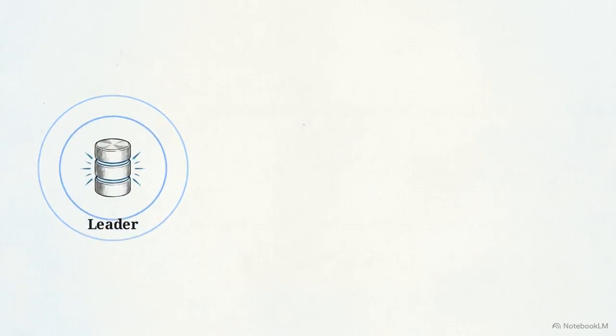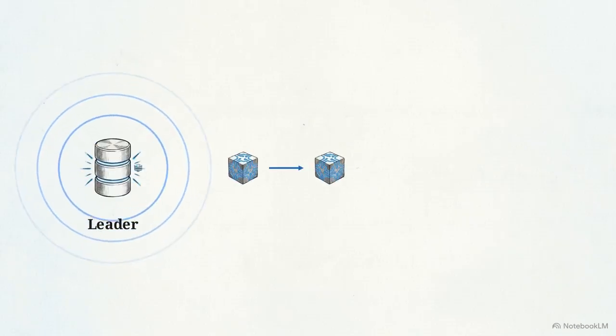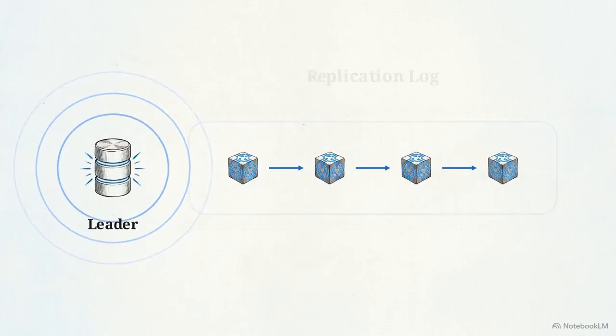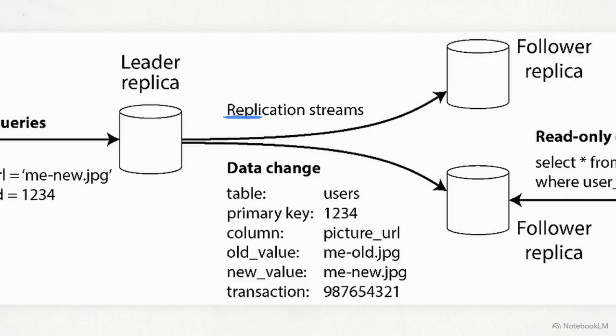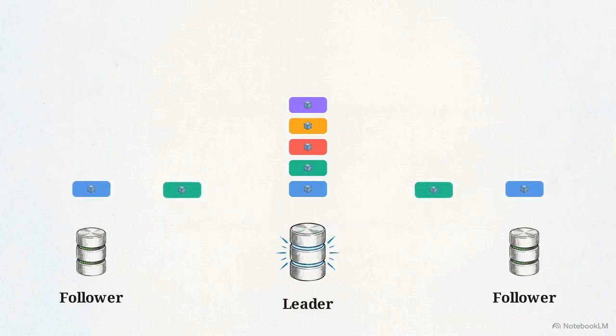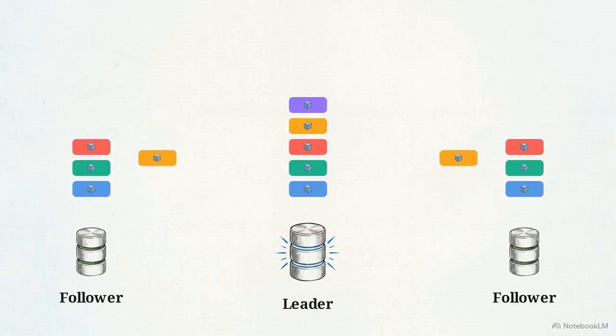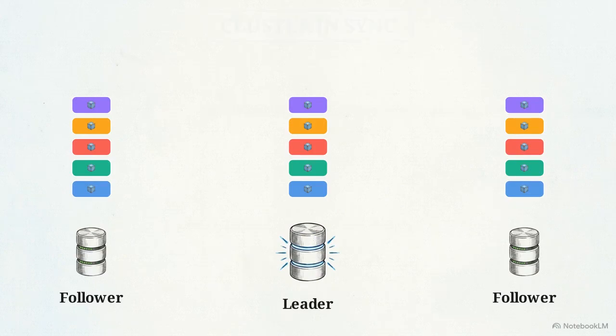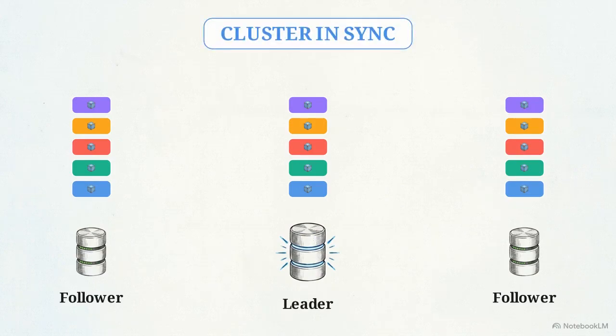Once the leader records the change, it packages the exact mutation into a continuous sequence known as a replication log. It then transmits this log across the network to the other nodes, which act exclusively as followers. Because the leader has already serialized the changes, the followers simply parse the log and apply the mutations to their own local disks in the exact deterministic order established by the leader.